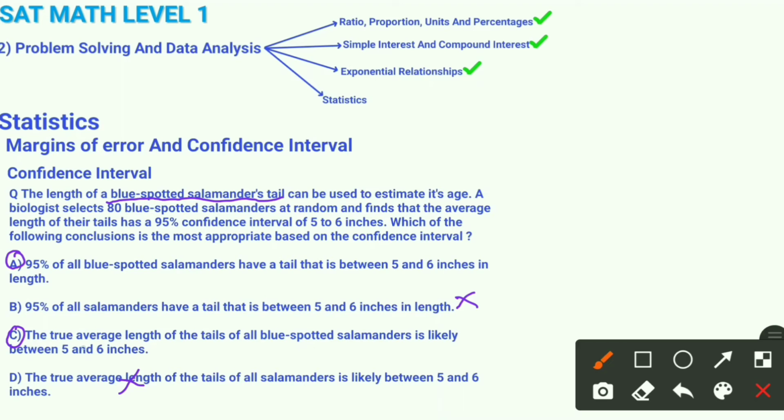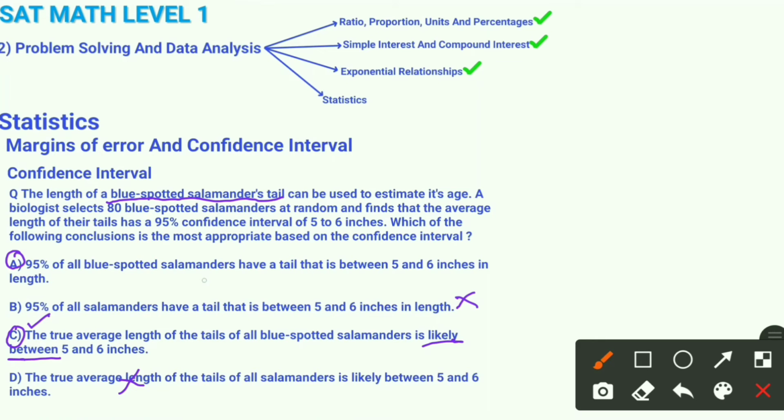Let's see. It's saying the true average length of the tail of all blue spotted salamander is likely to be between. It's not saying that it is confirmed, but it's saying that it is likely, because this is what statistics gives us. It gives us information, but it's not necessarily correct. Okay, it's likely between 5 and 6 inches, which is why C is correct.